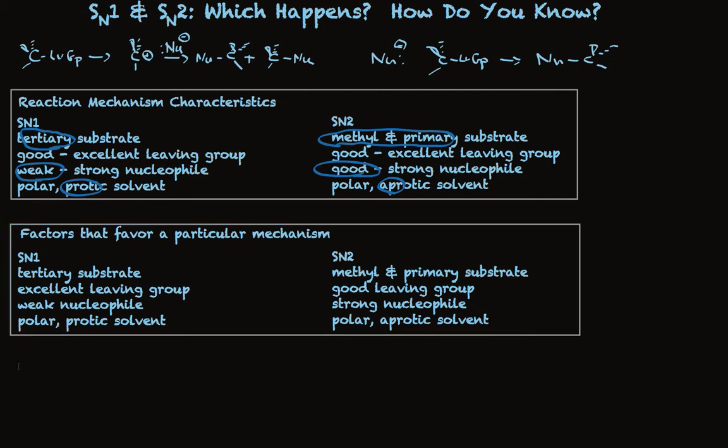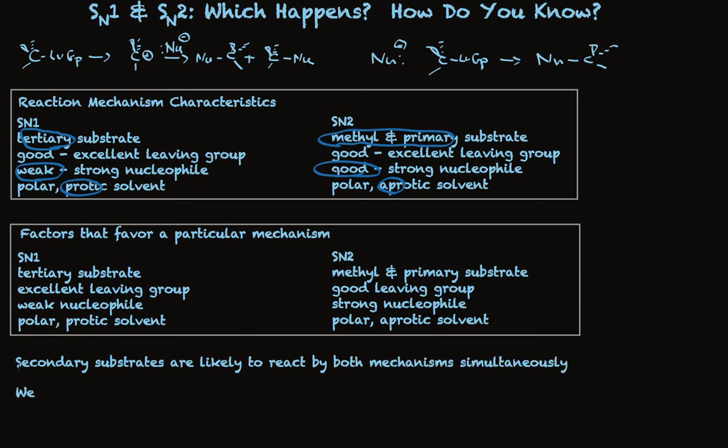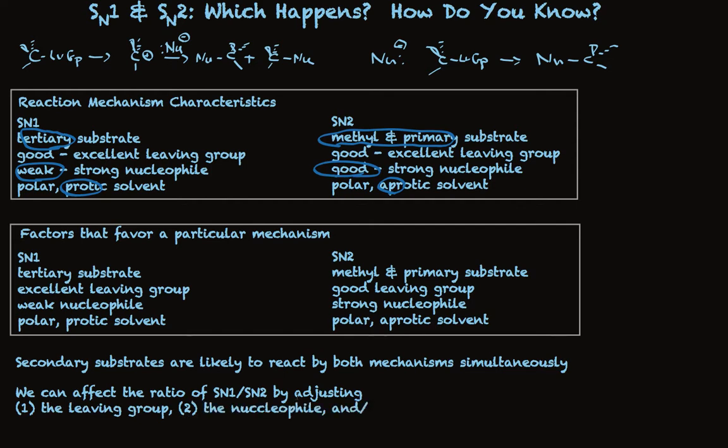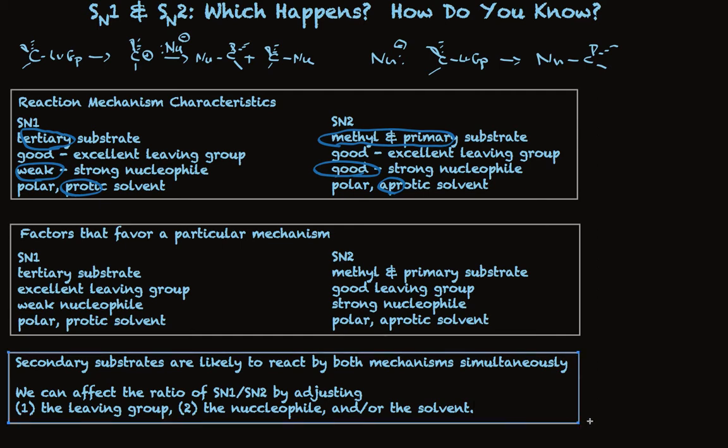Now we've talked about tertiary substrates and methyl and primary substrates. It's fair to say that secondary substrates are likely to react by both mechanisms operating simultaneously. And we can affect the ratio of SN1 to SN2 by the leaving group, the nucleophile, and/or the solvent for any particular substrate that we use. So there we have it. We've got a nutshell summary of these key factors. We know which ones favor which, and we know how to adjust the factors to favor one or the other. And we have to always recognize that if we're looking at a secondary substrate, we will expect both mechanisms to operate in some kind of ratio.